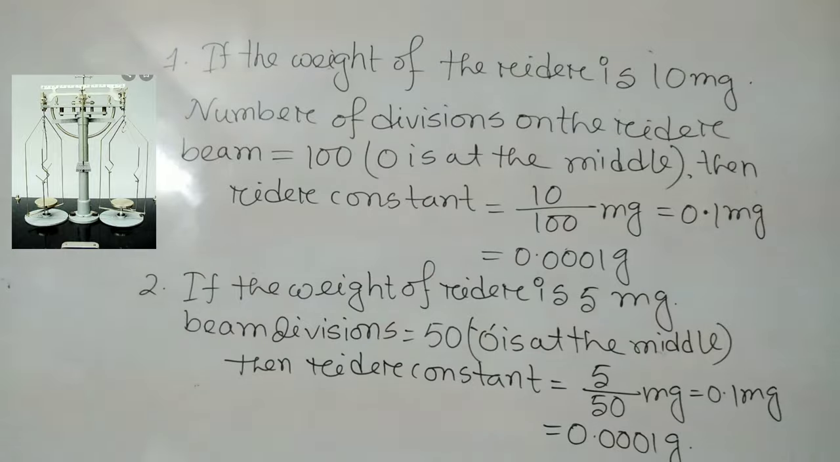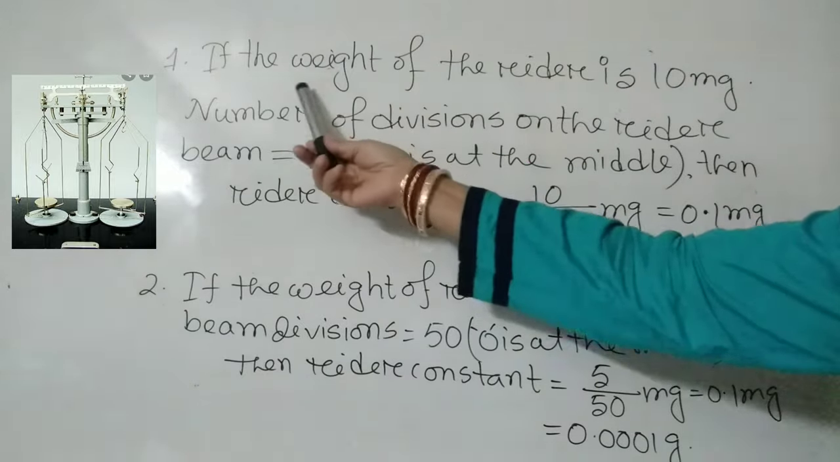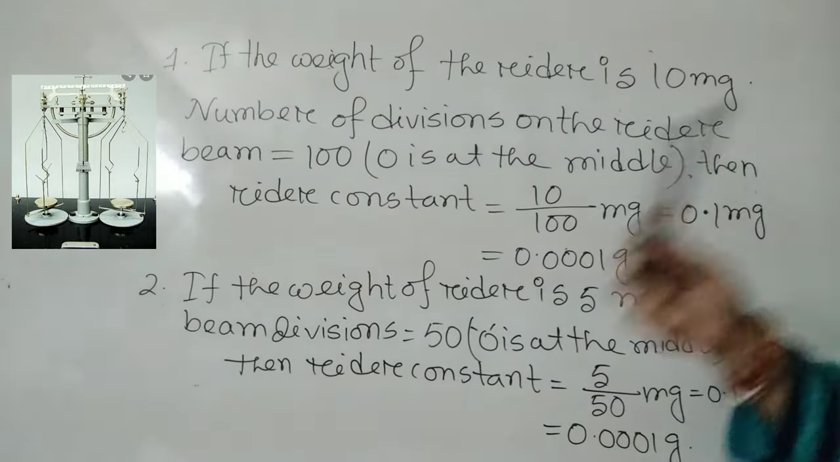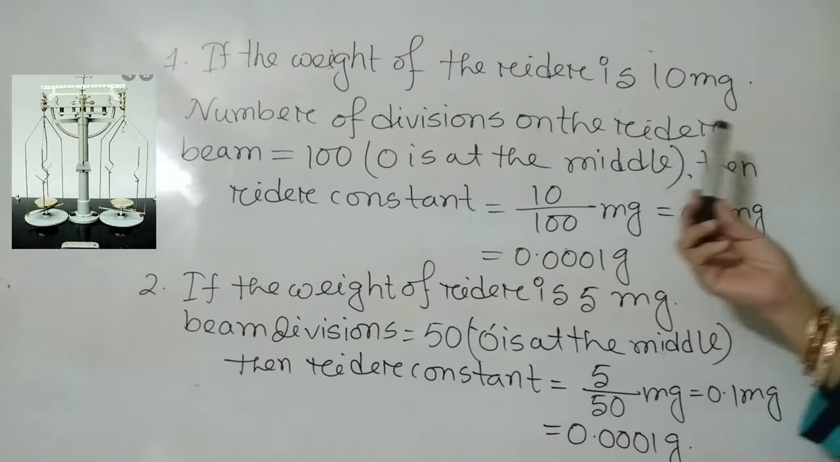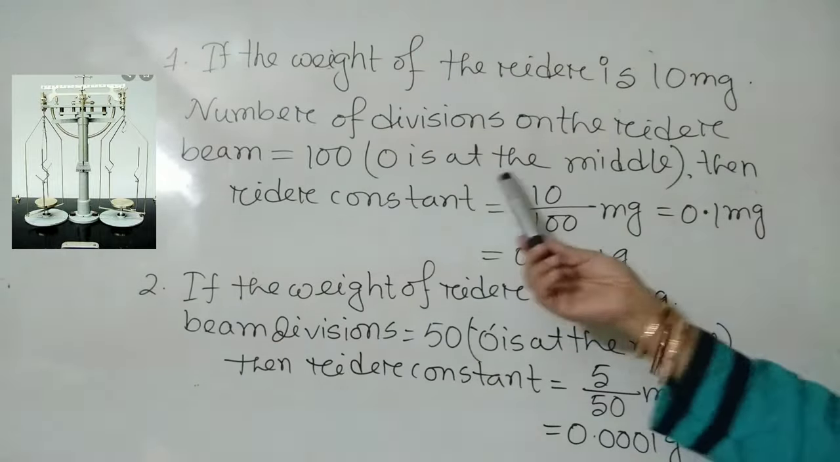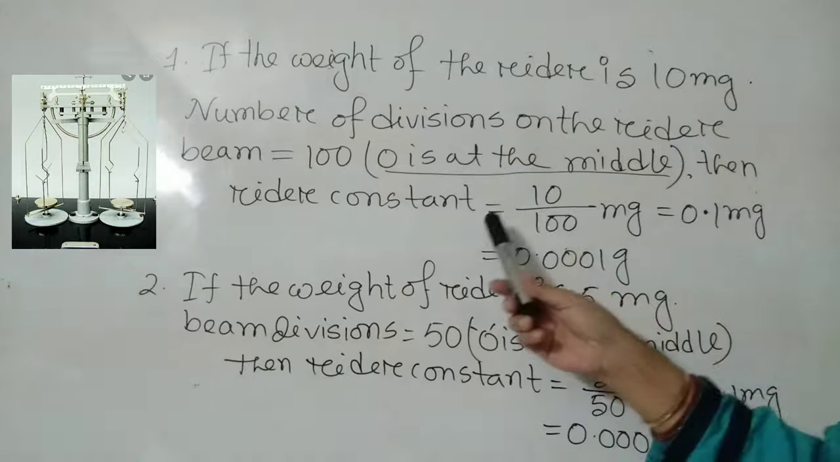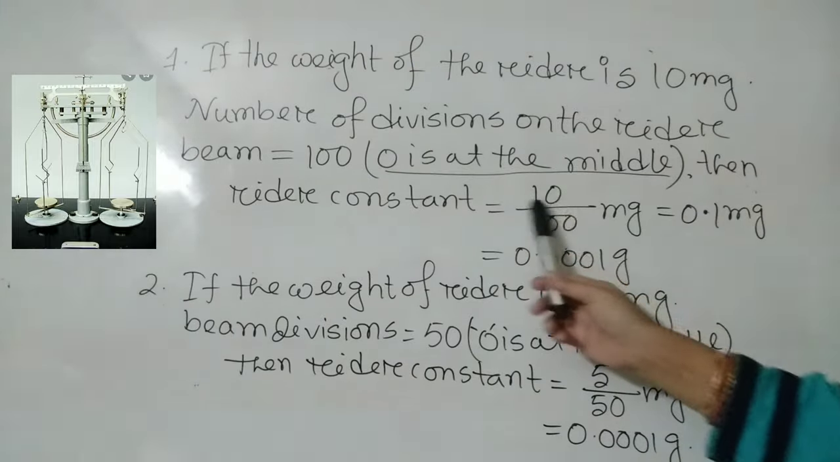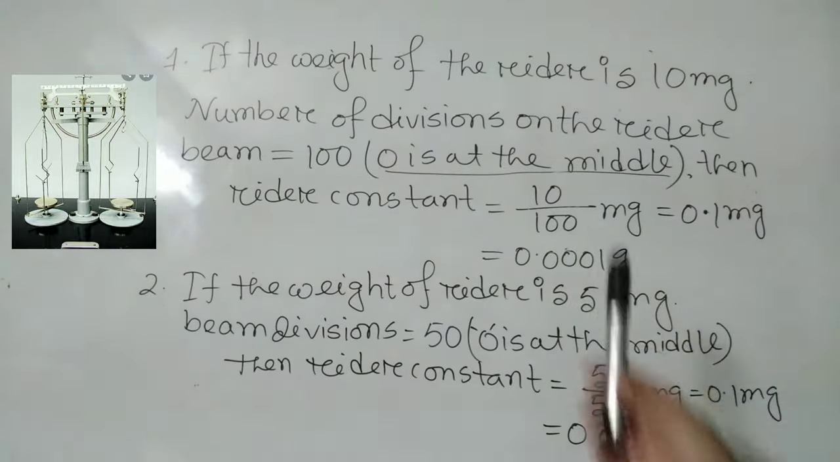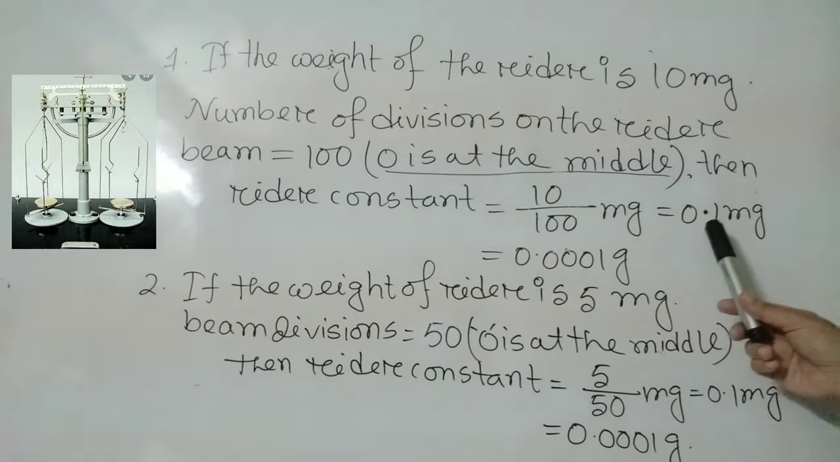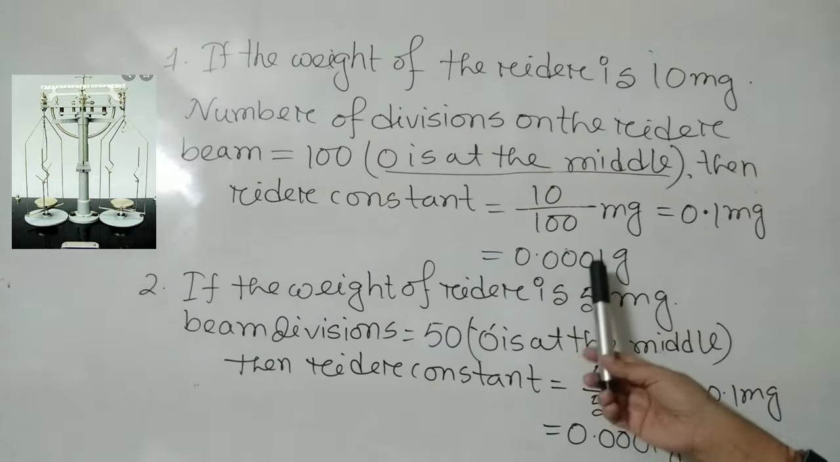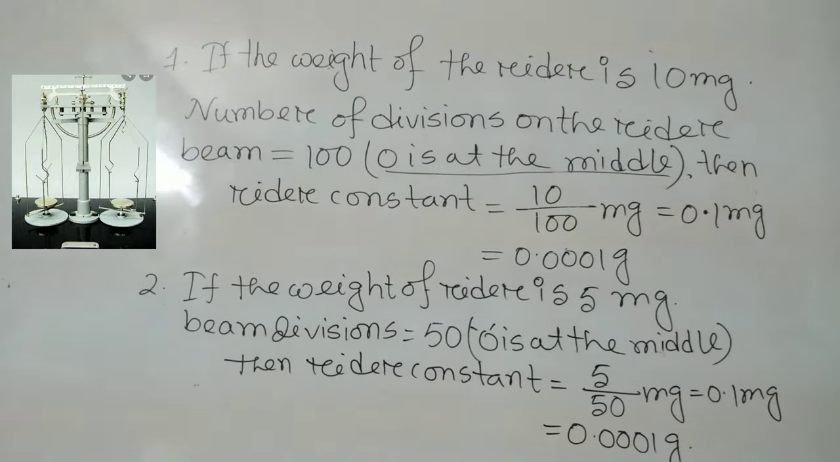Now students, I want to discuss with you how to calculate the Rider constant. Number one, if the weight of the Rider is 10 milligram, the number of divisions on the Rider beam is equal to 100, and 0 is at the middle. This is a point: 0 is at the middle. Then Rider constant equals 10 by 100. 10 is the weight of the Rider, 100 is the number of divisions. So the result is 0.1 milligram, that means 0.0001 gram.